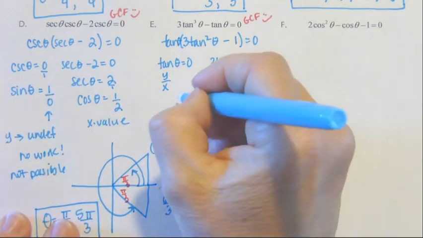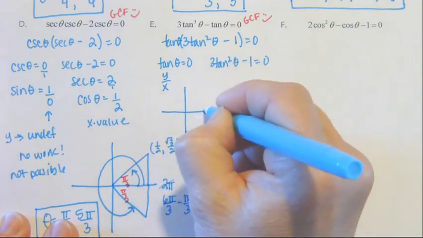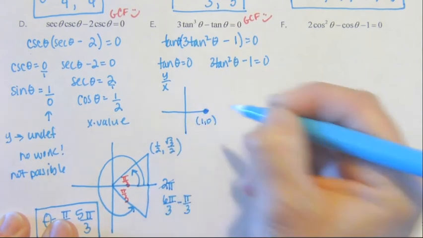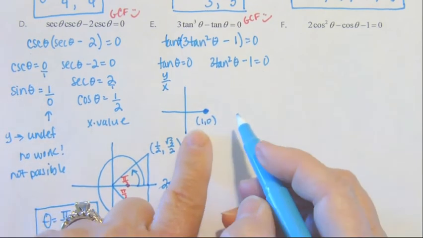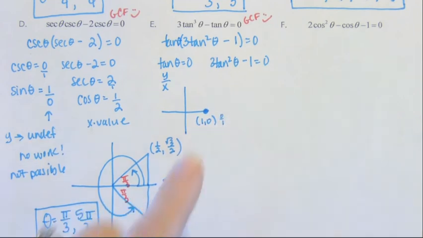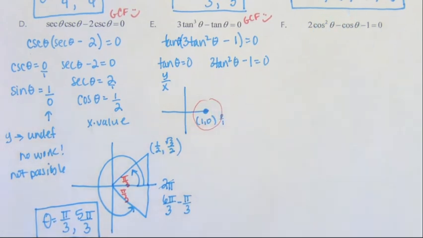A lot of times I like to just make a graph and check it out. This ordered pair right here goes over 1, up 0. So if I did 0 divided by 1, does that give me 0? Yes. So that's going to be one of my answers. I'm just going to kind of circle that. I'll come back to it.